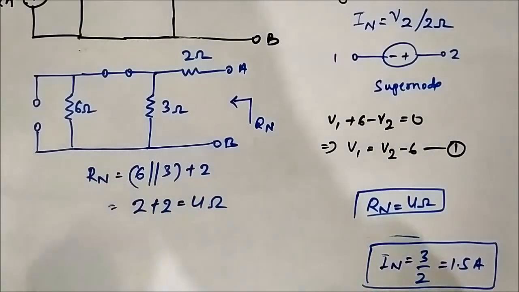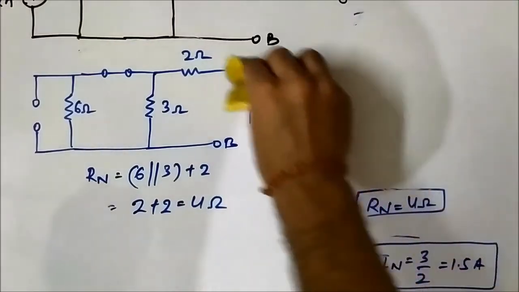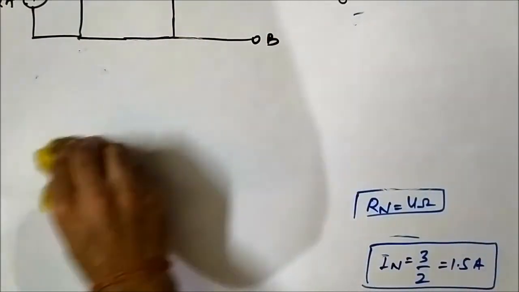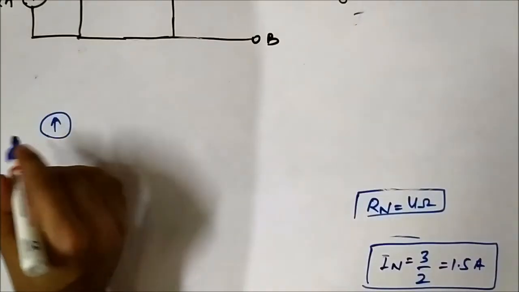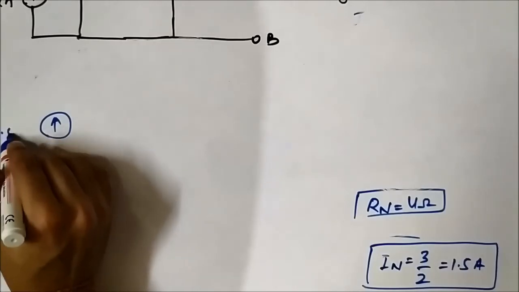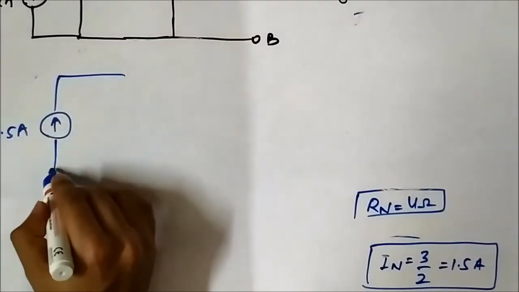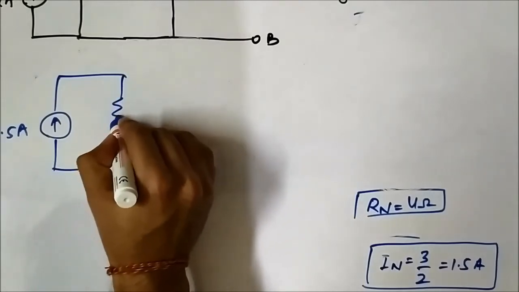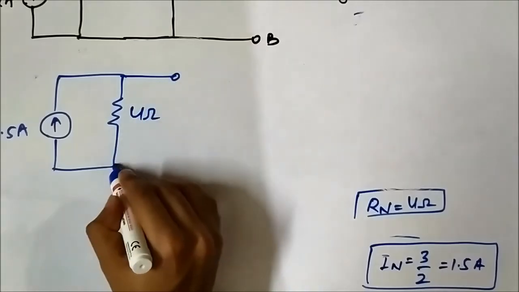So we have got IN and RN. So the Norton equivalent circuit is 1.5 ampere, 4 ohm, this.